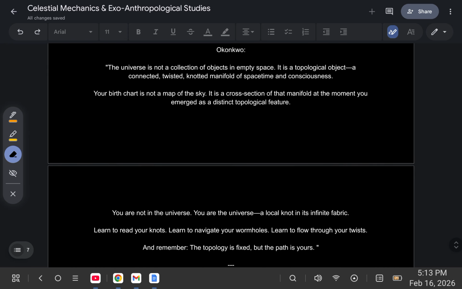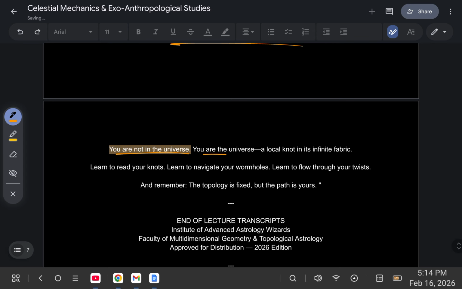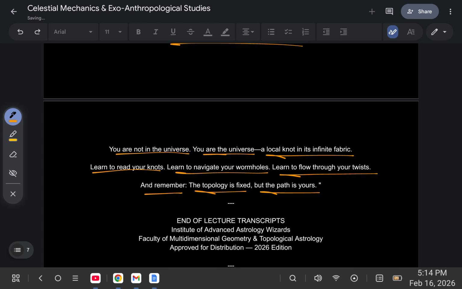Your birth chart is not a map of the sky. It is a cross-section of that manifold at the moment you emerge as a distinct topological feature. You are not in the universe. You are the universe, a local knot in its infinite fabric. Learn to read your knots. Learn to navigate your wormholes. Learn to flow through your twists. And remember that the topology is fixed, but the path is yours.